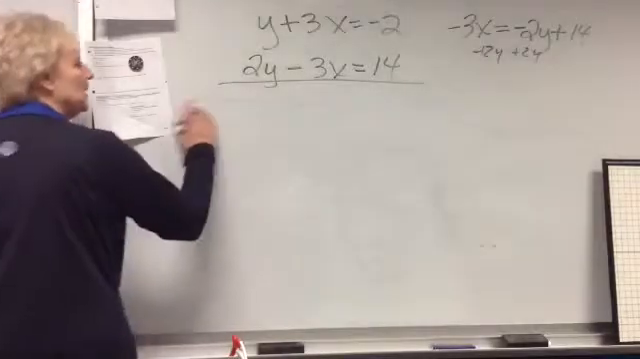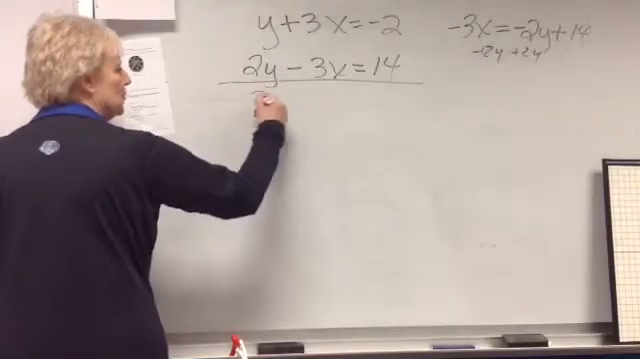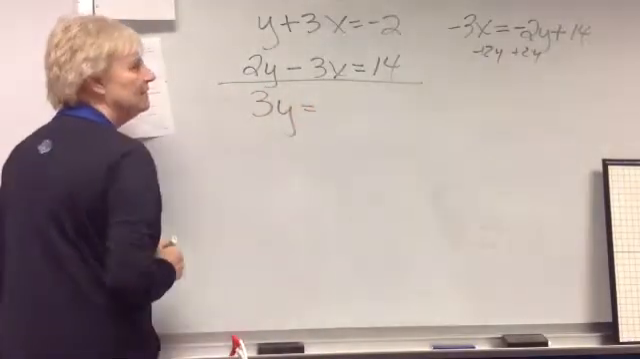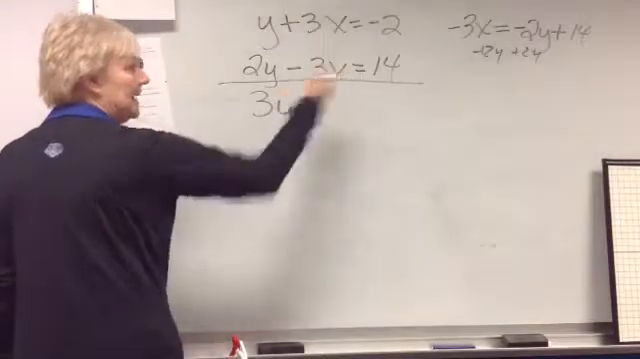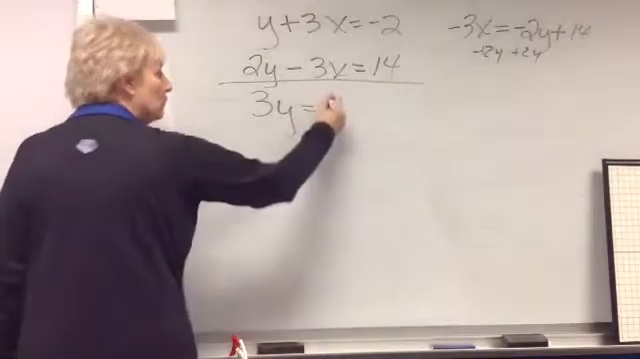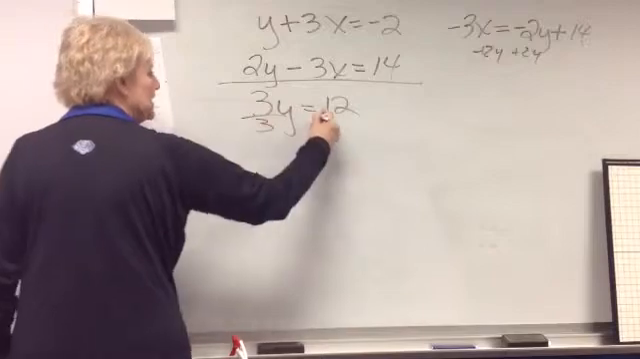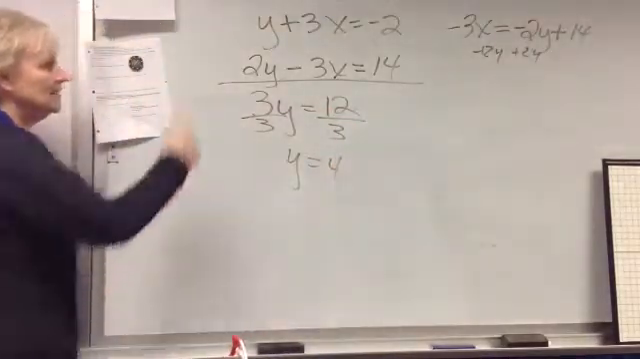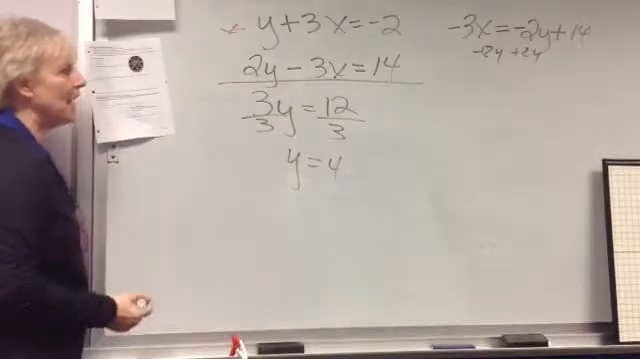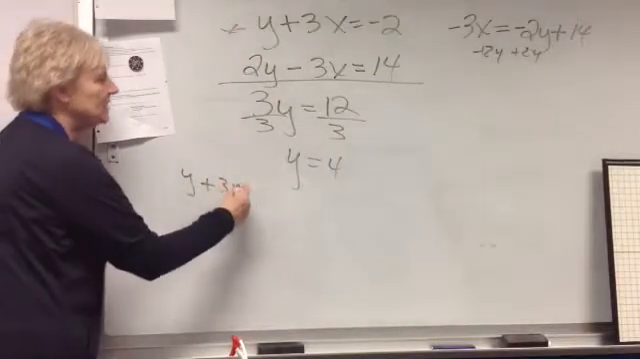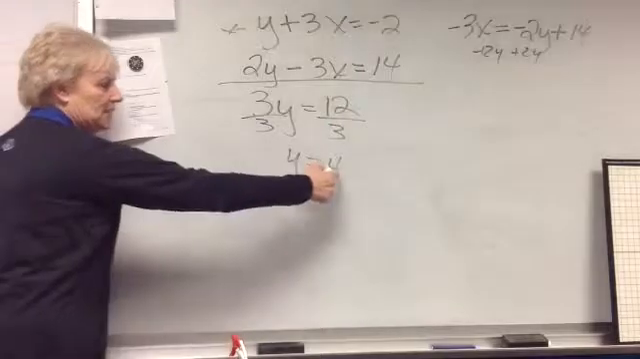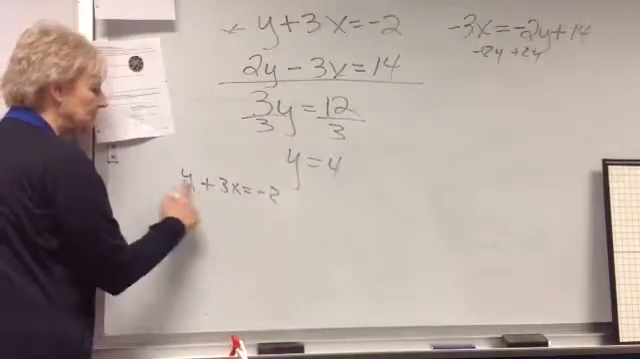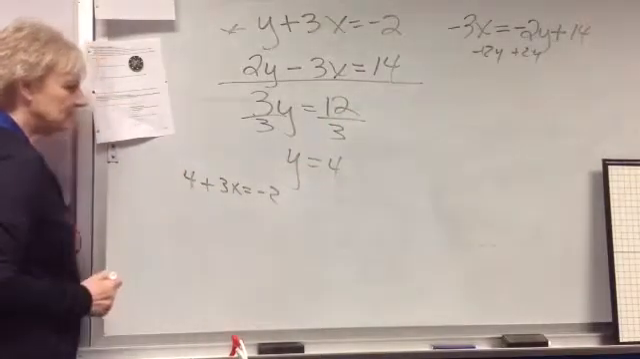How many y's do we have? 3. Nothing, and 12. Divide by 3, divide by 3. Y is 4. Take either equation, I'm going to use that one. Y plus 3x equals -2.